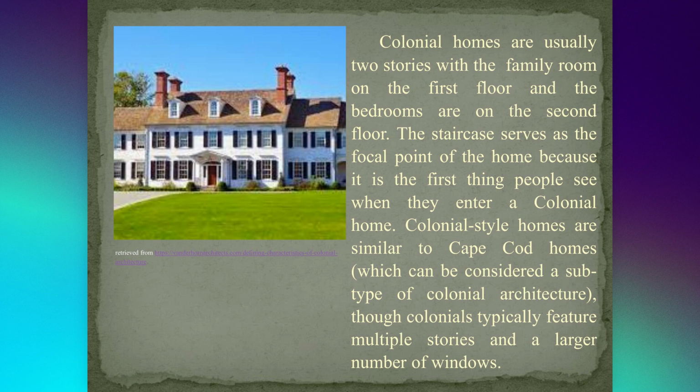Colonial homes are usually two stories with the family room on the first floor and the bedrooms on the second floor. The staircase serves as the focal point of the home because it is the first thing people see when they enter a colonial home.